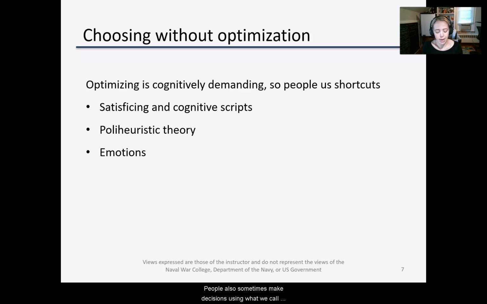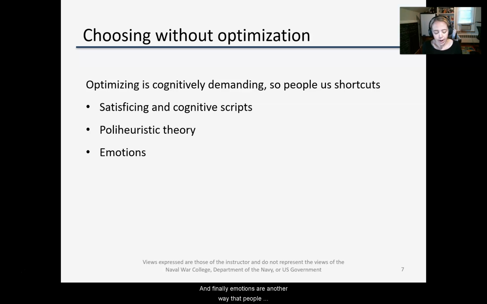People also sometimes make decisions using what we call polyheuristic theory. This is sort of a combination of satisficing and optimizing. First, they narrow down the available options using some heuristic, for example, narrowing down to only those policies that are likely to be politically acceptable domestically. And then among those remaining options, they conduct a more rigorous cost-benefit analysis to pick the best of the remaining options.